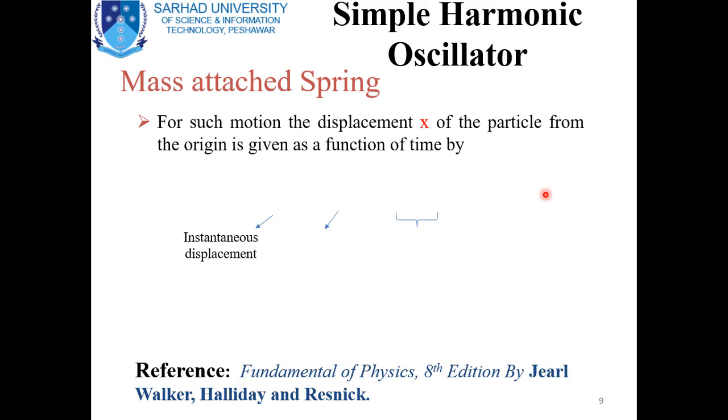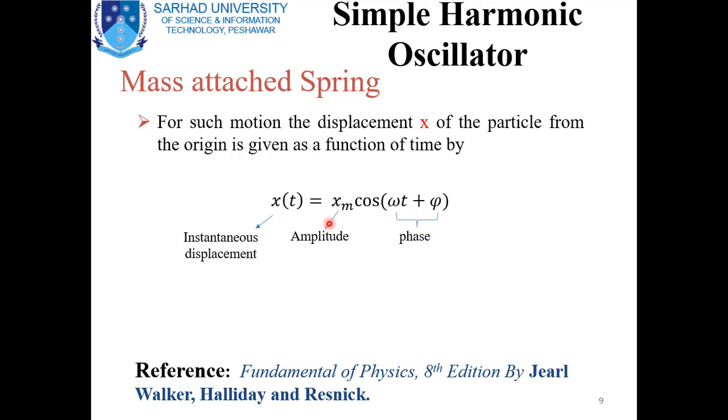Now, after discussing the various positions of the mass attached spring system, it is observed that the instantaneous displacement x of the simple harmonic oscillator can be written as x of t is equal to xm cos(omega t plus phi), where x of t is known as the instantaneous displacement, which varies from 0 to xm or 0 to minus xm.